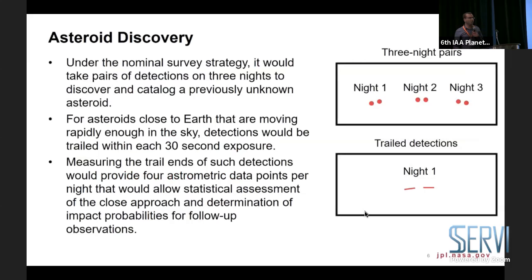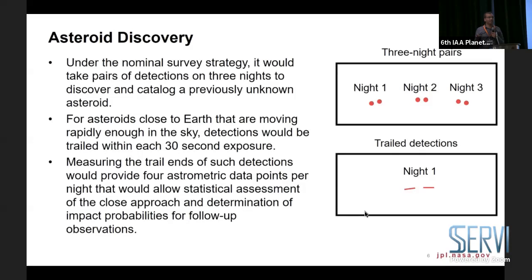So there are two ways in which LSST will mainly discover near-Earth objects or impactors. The first one, which I'll call three-nighters, would be pairs of detections over 3 nights, within a span of about 1 month. So in this case, we assume that these detections can be linked to each other and the asteroid will be cataloged.